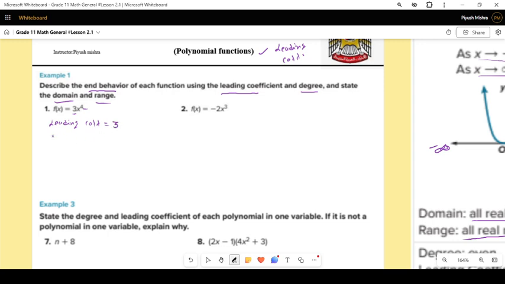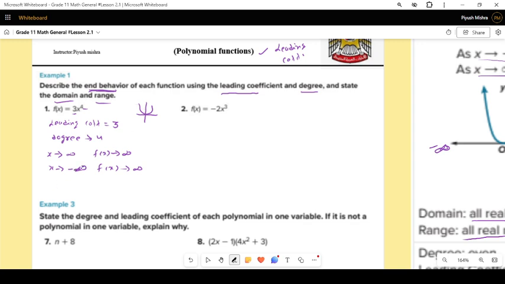Okay, degree is 4. Now I will be talking about the end behavior. So I know x is going to the positive, f of x will be also positive. Okay, because I told you the graph will be something like this. If x is going to negative infinity, f of x also is going to be positive. Okay, you can see the graph.